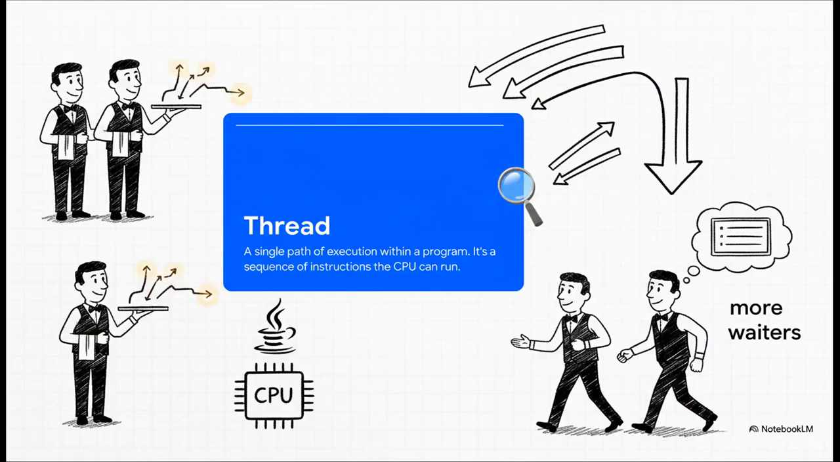So in our restaurant story, each one of those waiters, that's what we call a thread in Java. It's really just a single path of instructions for the computer to follow. In fact, when you run any Java program, you've already got one thread working for you, the main thread. But the real magic happens, and the whole reason we're here, is when you start hiring more of those waiters.